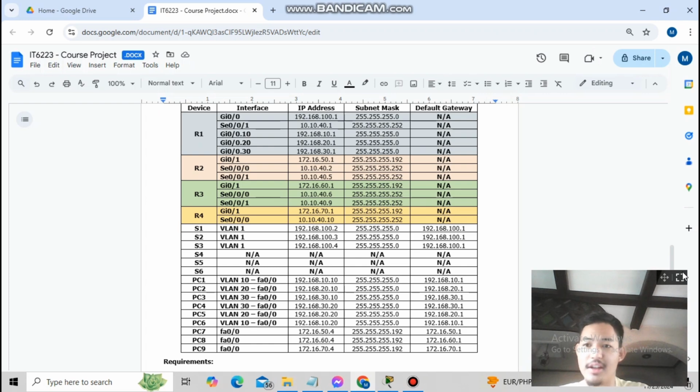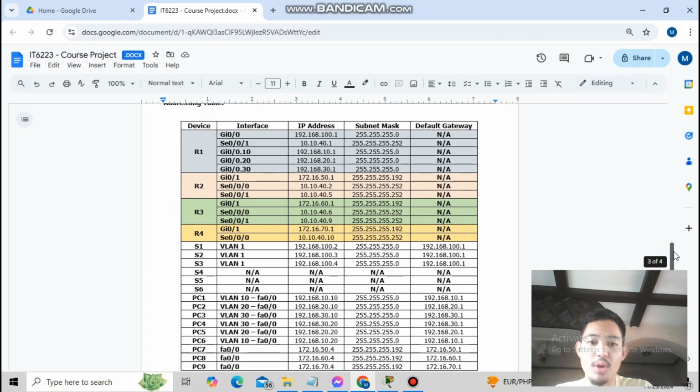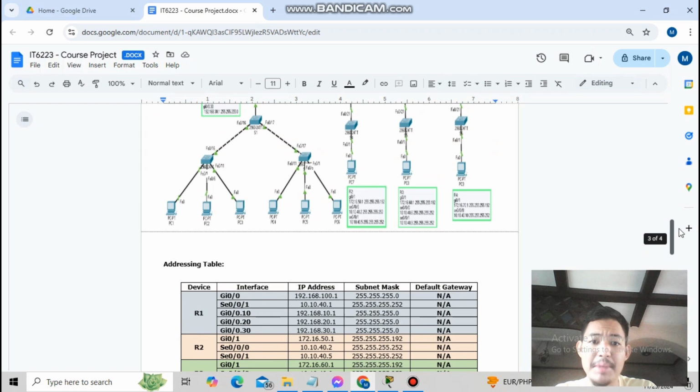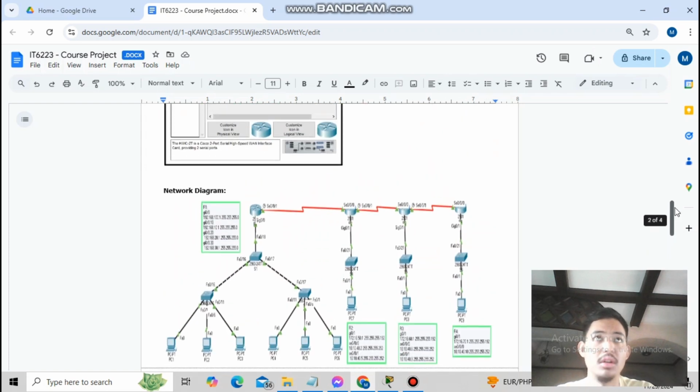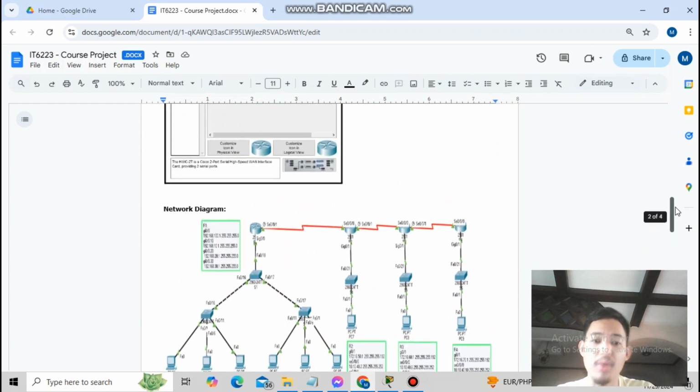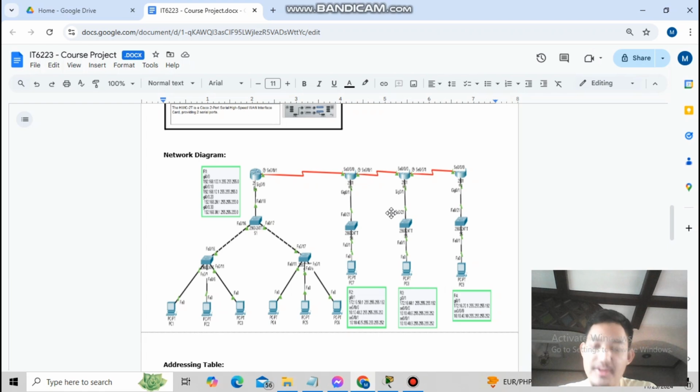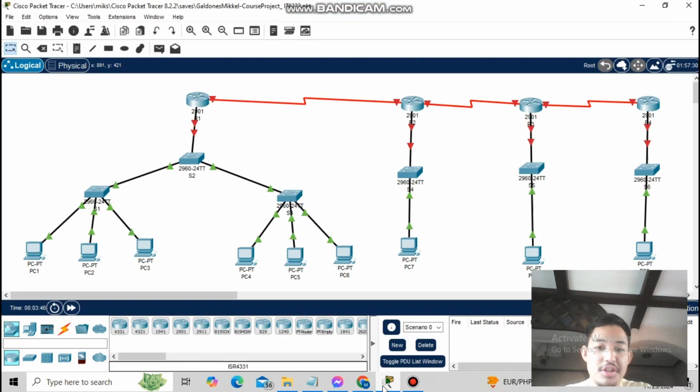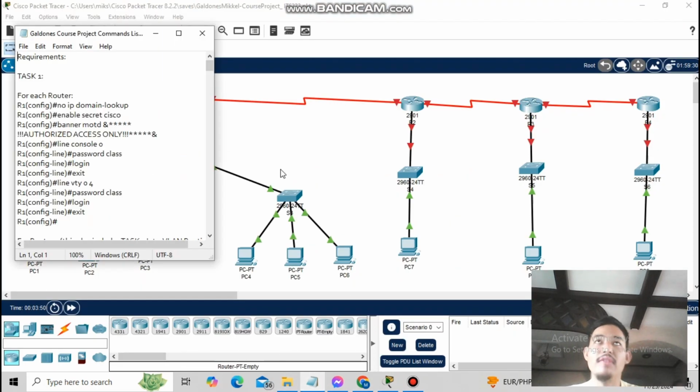So, over here is the address table for the list of IP addresses which I will program into my devices that I have used in creating my network topology in Cisco Packet Tracer, which is right over here. And I also have listed a list of commands which I will use for programming our network.